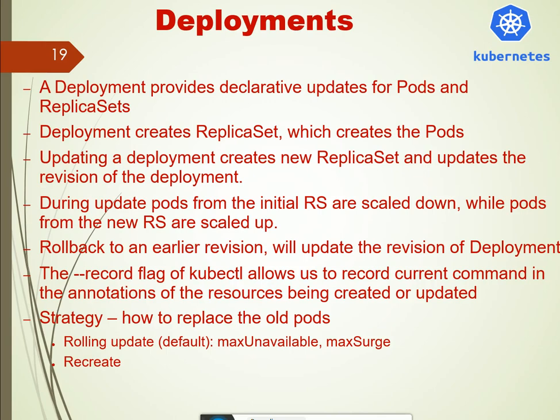The record flag of kubectl allows us to record the current command in the annotation of the resources being created or updated. Strategy: how to replace the old pods. Rolling update, default, with max unavailable or max surge, and recreate. This is all about deployment. Now proceed to the next thing.